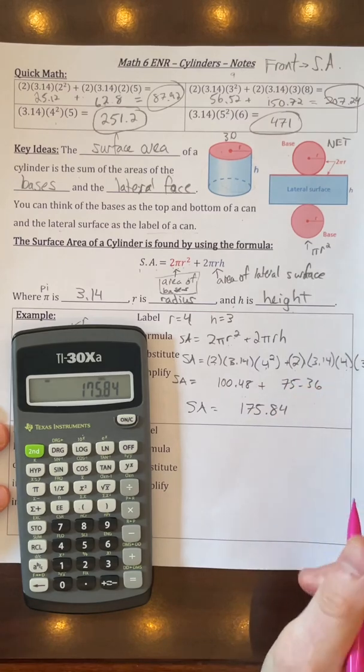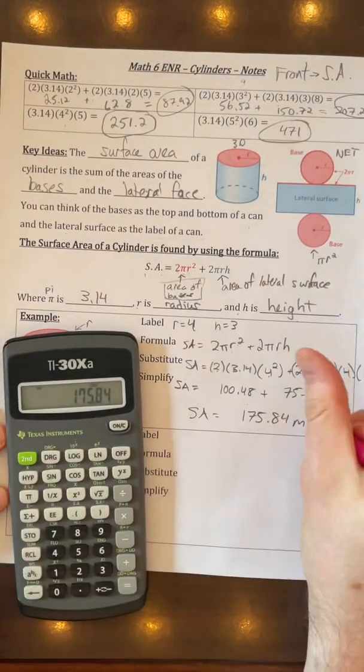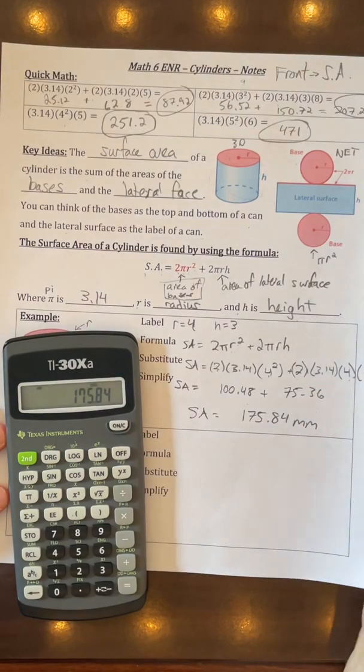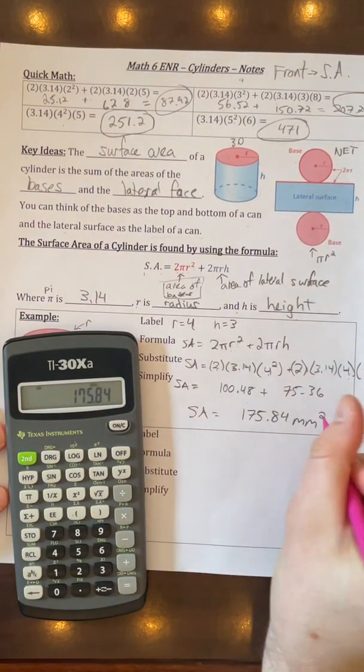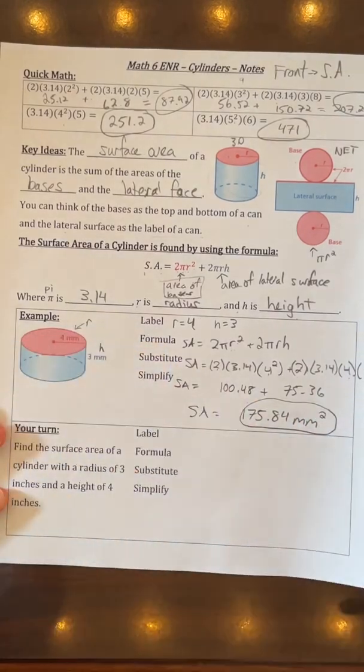So we're going to have 175.84. Make sure you have your units. So we're going to say millimeters. Let's double check. Millimeters. Since we're talking about surface area, that's to the 2nd power. You can always make sure you have those units raised to the 2nd power for surface area.